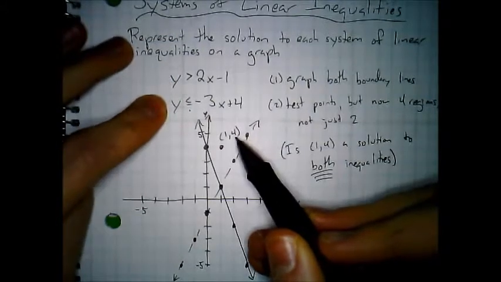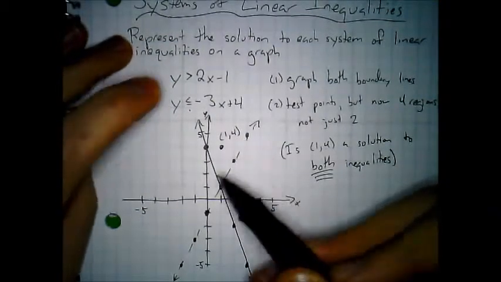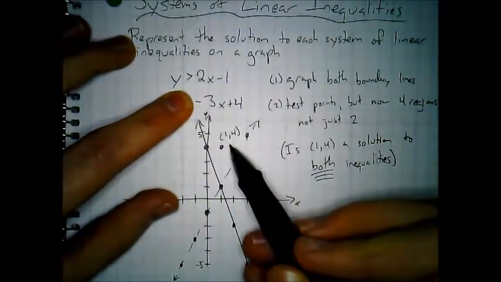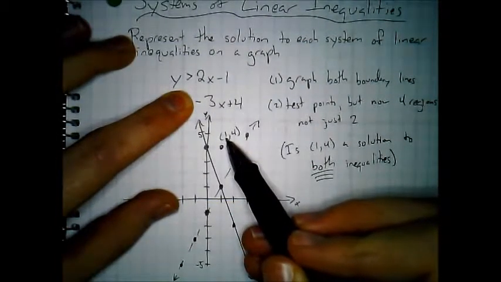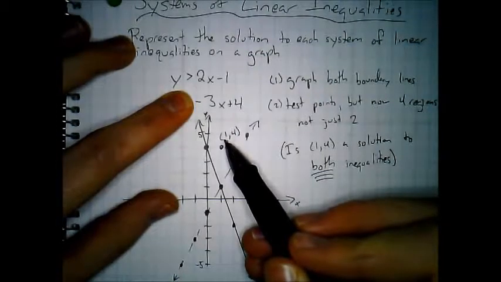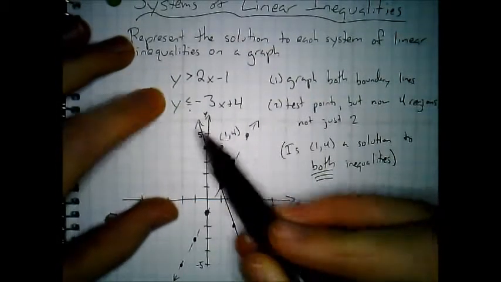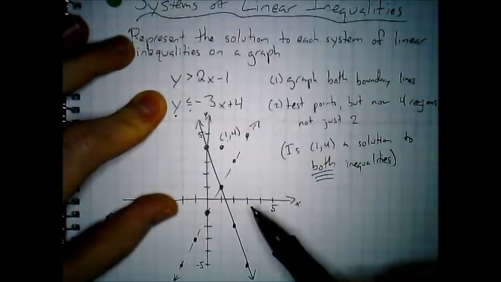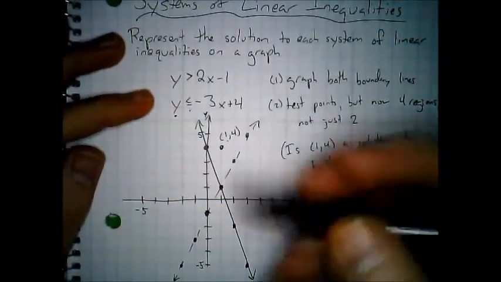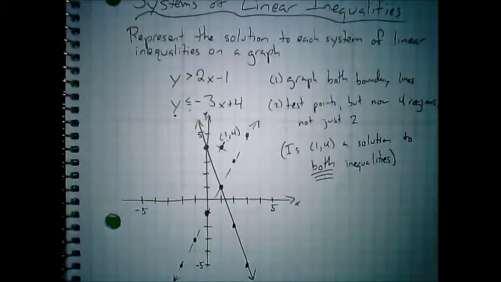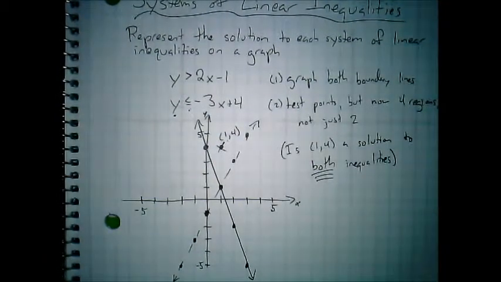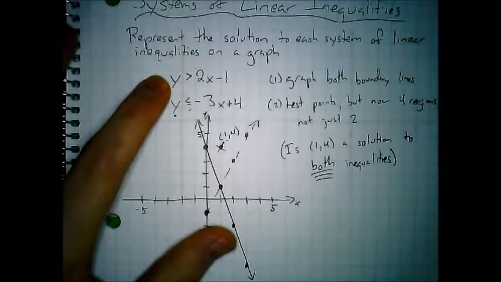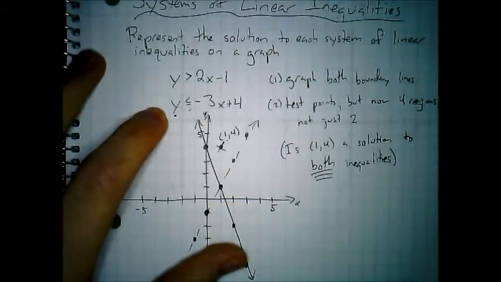But is it also a solution to the second inequality? So we test it the same way. Negative 3 times 1 is negative 3, plus 4 is positive 1. Our y is 4, so is 4 less than positive 1? No. Okay, so this point isn't a solution. It made our first inequality true, but it didn't make our second inequality true.